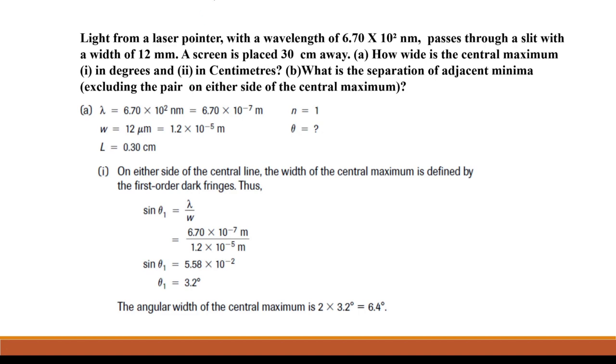So we have a lambda, a slit width, W, we have our L given, that horizontal distance, and so in degrees, we're looking for a theta. How wide is it angularly?